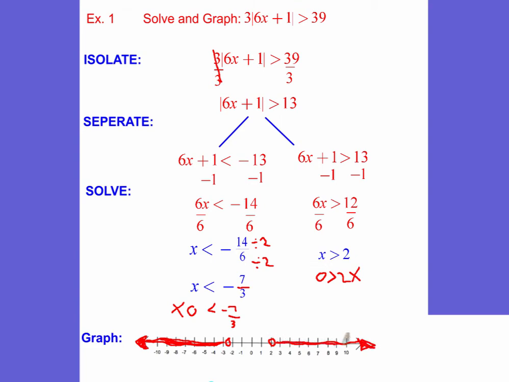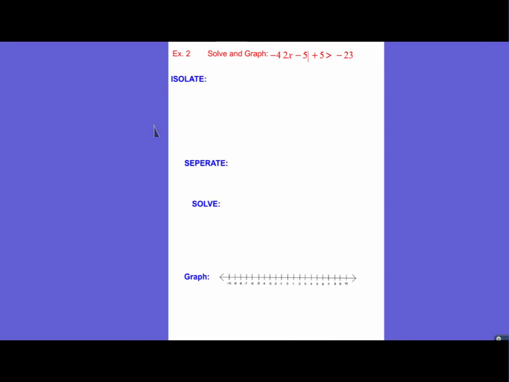I've graphed both my inequalities on the same number line. So my answers are x is less than negative 7/3, or x is greater than 2, right? And my graph looks like this. Let's take a look at one more example. This is example number 2.